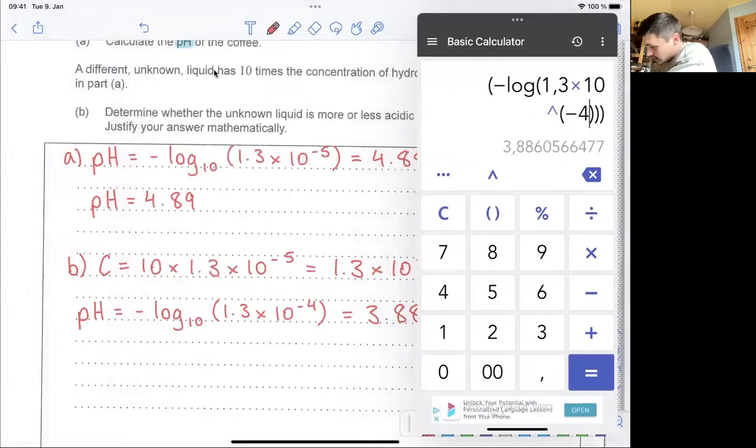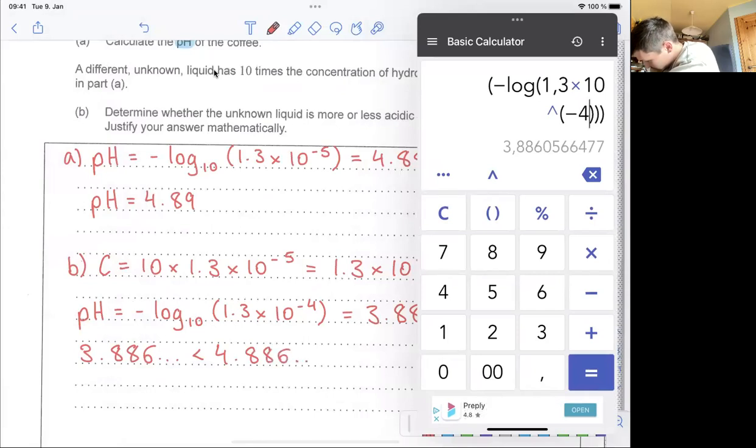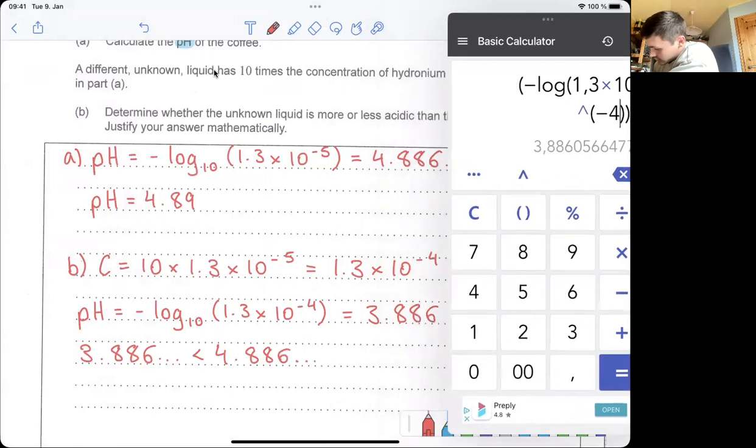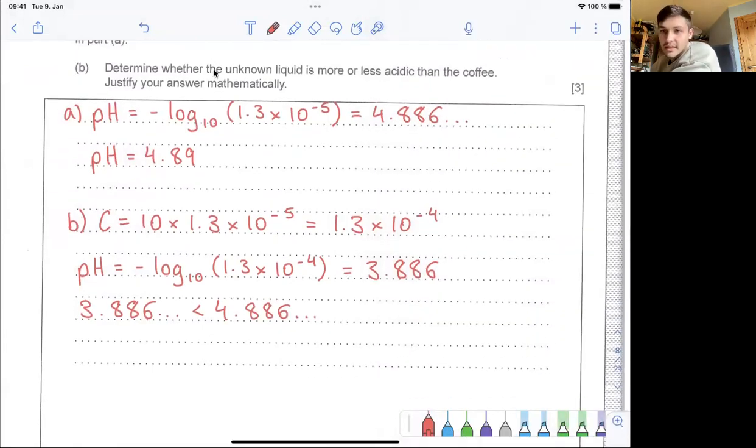Okay, and so then, by 3.886, to justify our answer, we can say that 3.886 is less than 4.886. And so we can conclude that our unknown liquid is more acidic. If you're familiar with your chemistry and pH scales, it ranges from 0 to 14, and acidic solutions or liquids are low numbers under 7. So tap water, or neutral, is 7, and then above is alkaline and below is acidic.